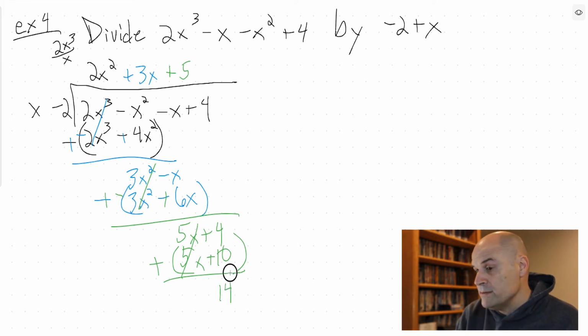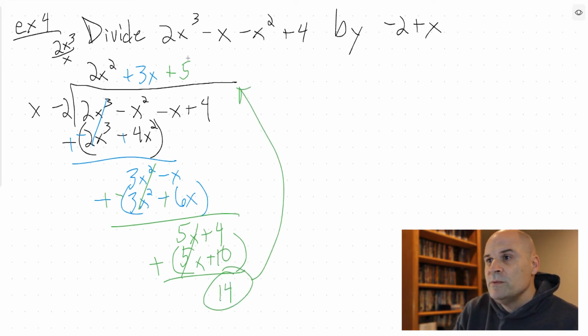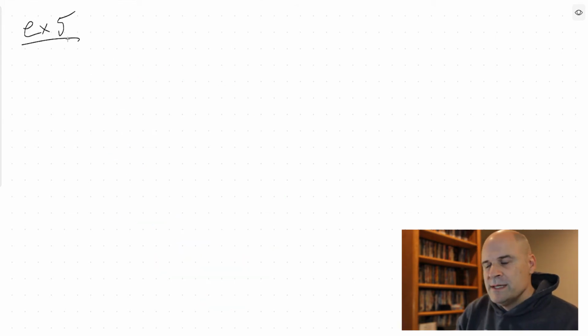What do you do with the remainder? It becomes the numerator of your remainder. So plus 14 over x minus 2. Okay, that's not too bad, right? All right, let's move on. Example 5.